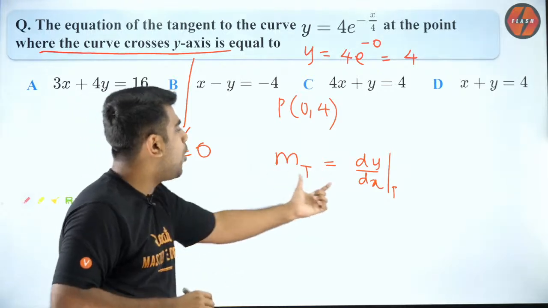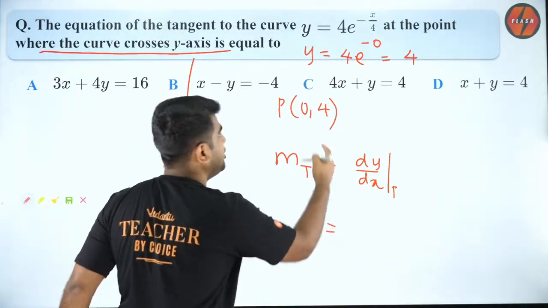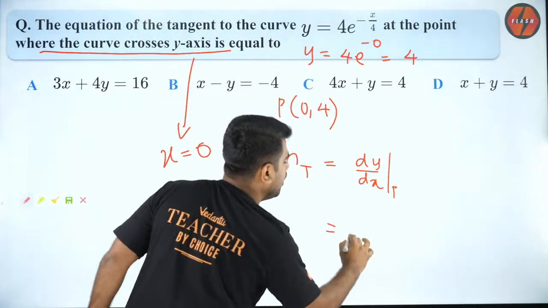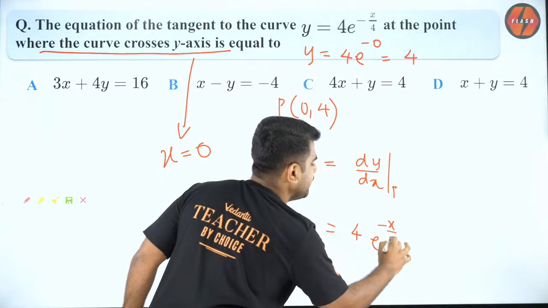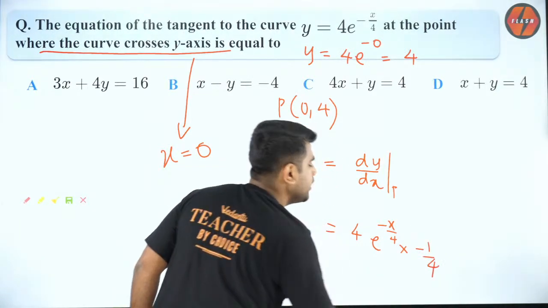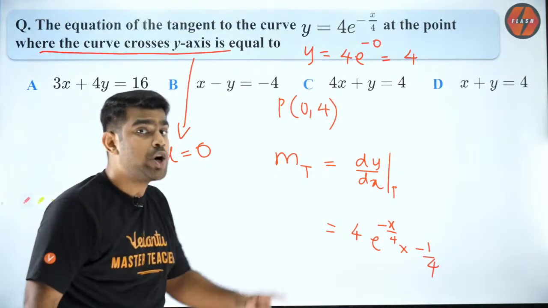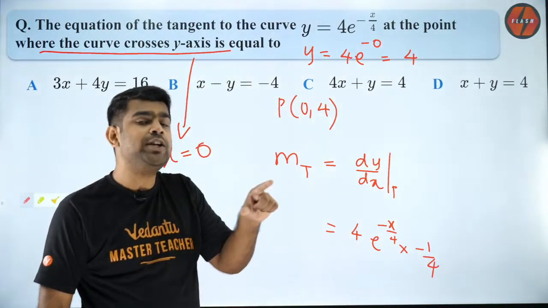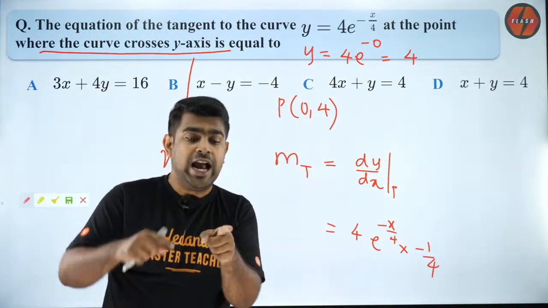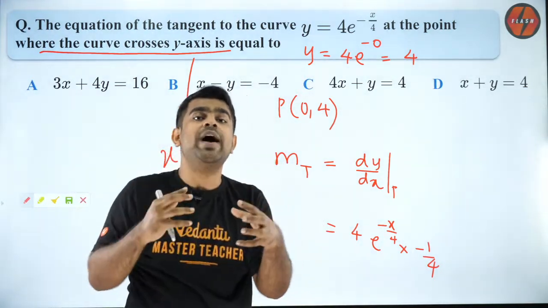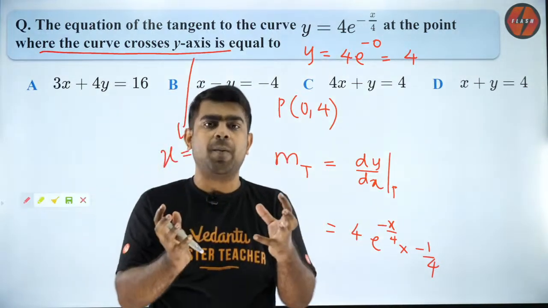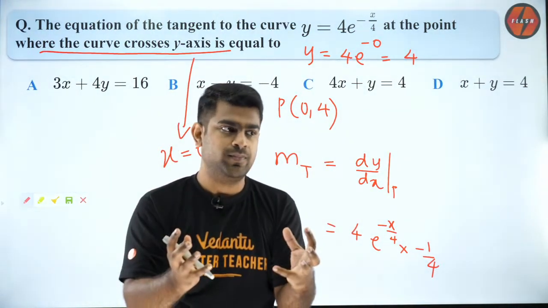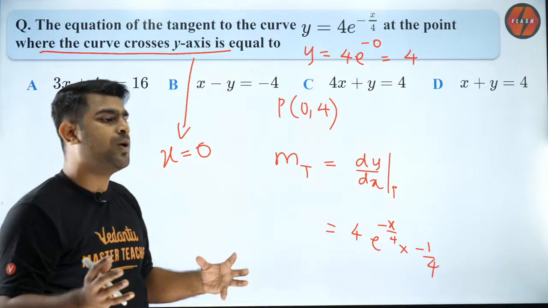At that point. So what is dy by dx? Now I have to differentiate. If I differentiate, what will I get? 4 into e to the power minus x by 4 into minus 1 by 4, because of chain rule. So you need to know derivatives and you need to apply it. That is why AOD is such a brilliant topic which everybody loves. You can get brilliant questions from that.